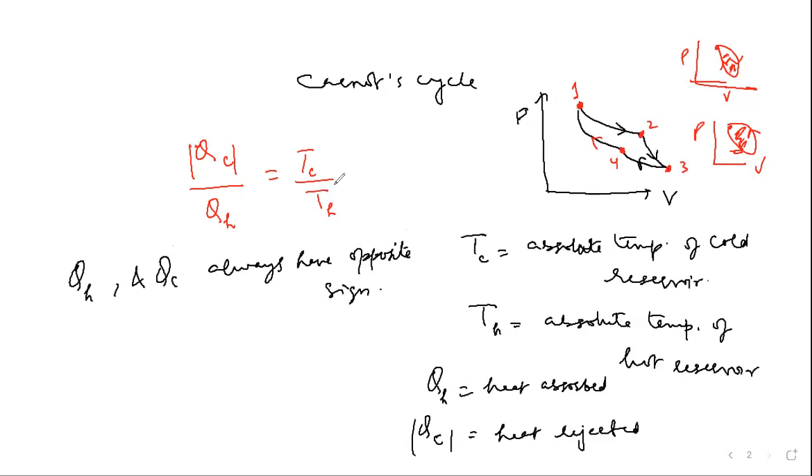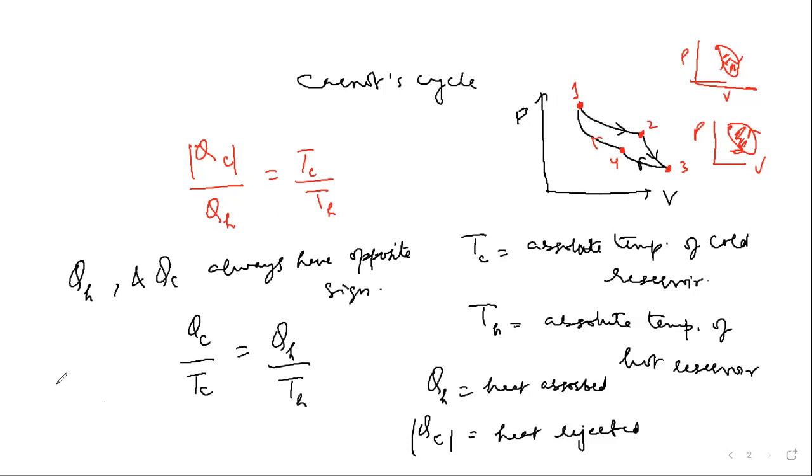Now we want to take the counterclockwise situation as well into consideration. When we go in the cycle in counterclockwise sense, then we are talking of refrigerator, not engine. In clockwise sense, it is engine. Now I write it this way. I write QC by TC is equal to QH by TH.